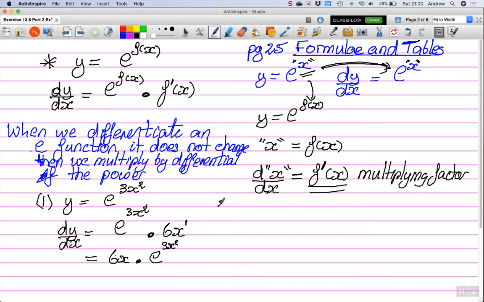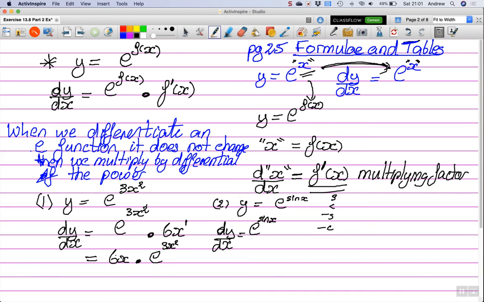Number two, y is equal to e to the sine x. Just to jog our memory: sine, cos, minus sine, minus cos. When we differentiate, we get dy dx. When we differentiate an e function, it does not change. It remains as it was.